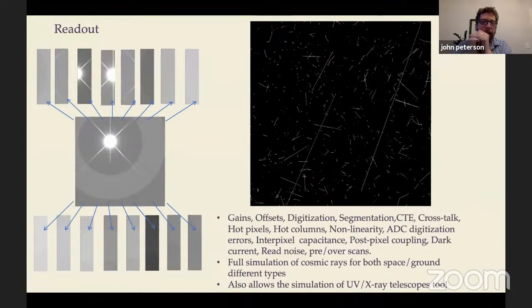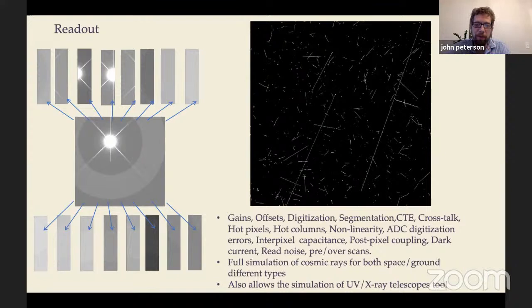We also have a complete simulation of cosmic rays, so we can do all the physics self-consistently. So the charge diffusion that you get for the normal photons, we can also do for all the electrons generated from muons. You can see that in these straight tracks, as well as maybe some delta rays that have been kicked out, as well as gamma rays, which produce these wormy-type structures. We can do that for different distributions of cosmic rays for both space and ground-based telescopes.